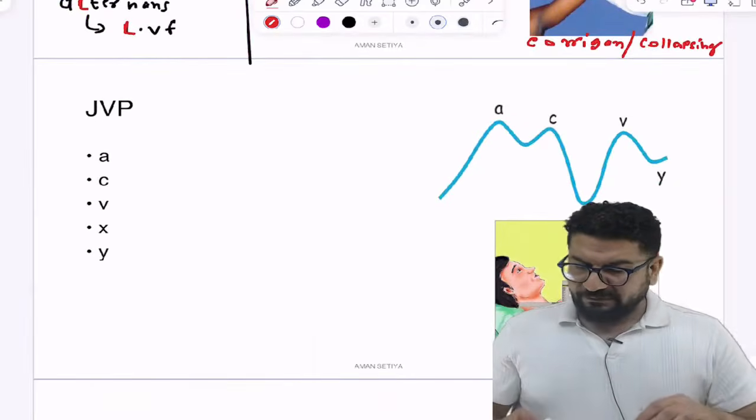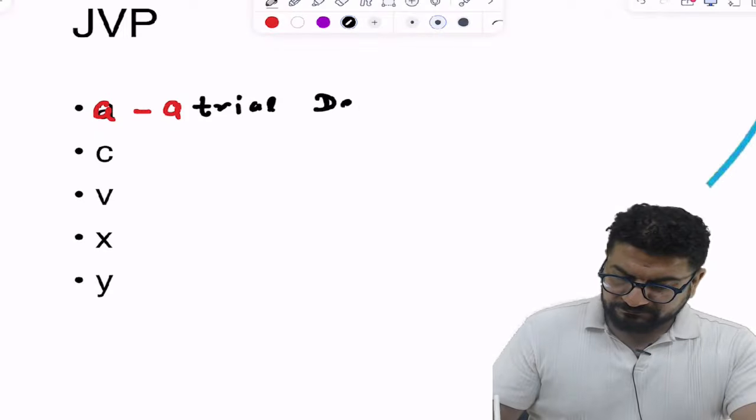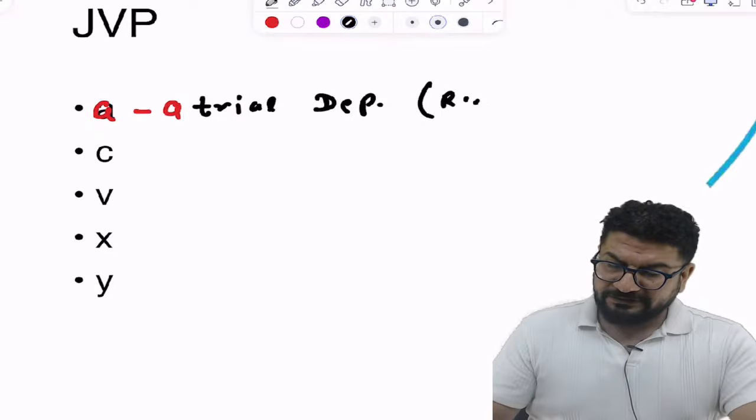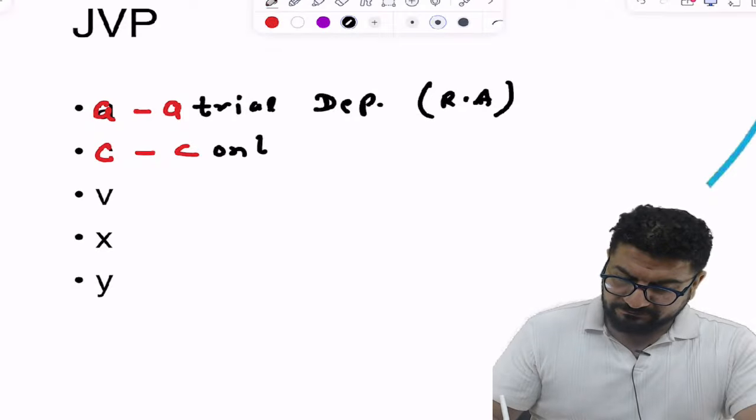Let's talk about JVP. In JVP we use a two scale method. The A wave is because of atrial depolarization, or I can say atrial contraction. Which atrium? In JVP we always talk about the right side, the right atrium. C wave. C is due to contraction of the ventricles.